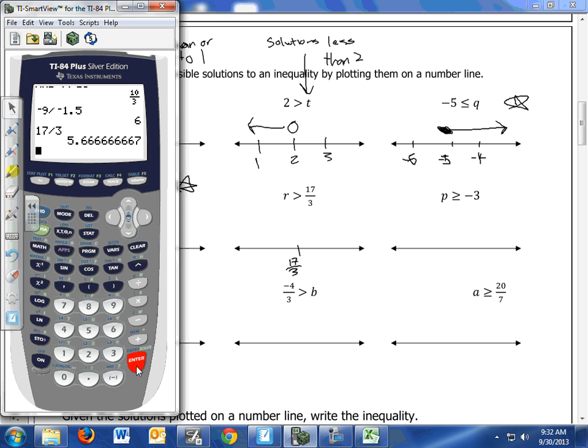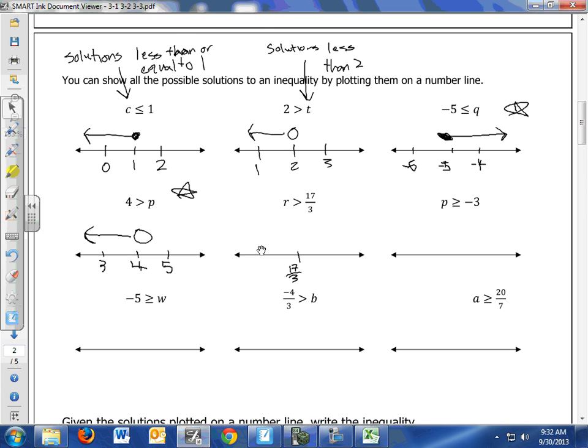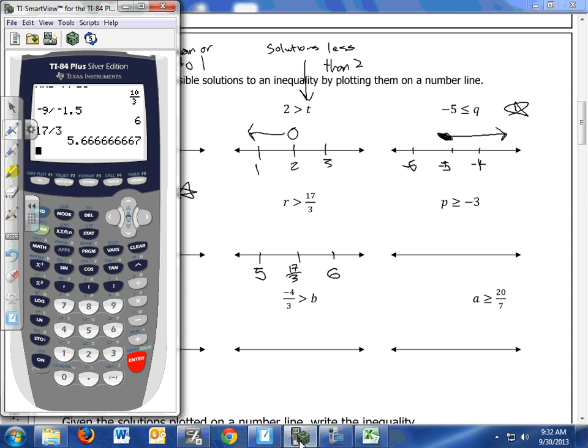5.6 repeated. Now do we know what number this is between, Mr. Kobe? What are the two numbers? Yeah, you could say 5 and 6. You could say 4 and 6. But by plugging that into my calculator, I know that 17/3 is bigger than 5 and smaller than 6. So that's how I do that.